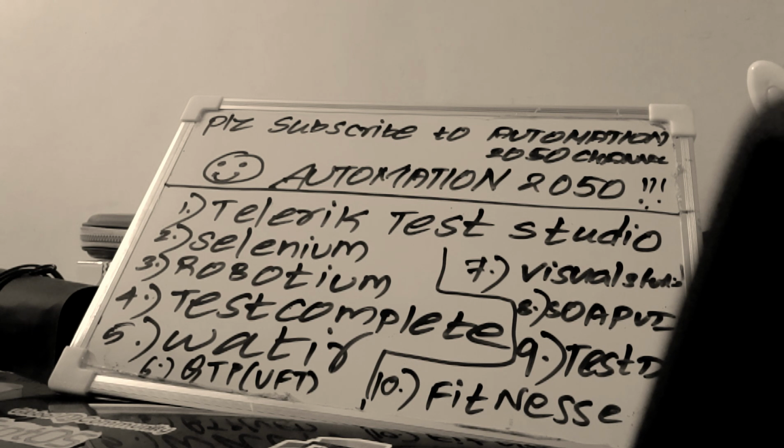Third one is Robotium. Robotium is a popular automation testing framework for Android. It supports native and hybrid applications and makes writing automated black box test cases easy. It also integrates seamlessly with Gradle, Ant, and Maven, which helps to run test cases as continuous integration. The fourth one is TestComplete.